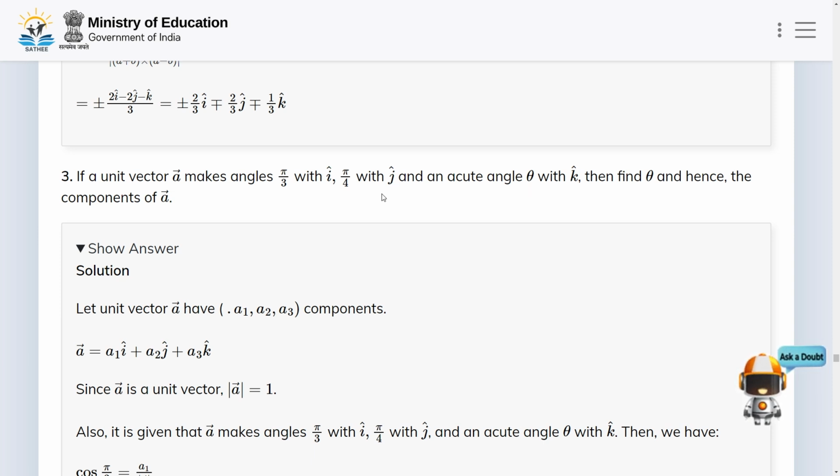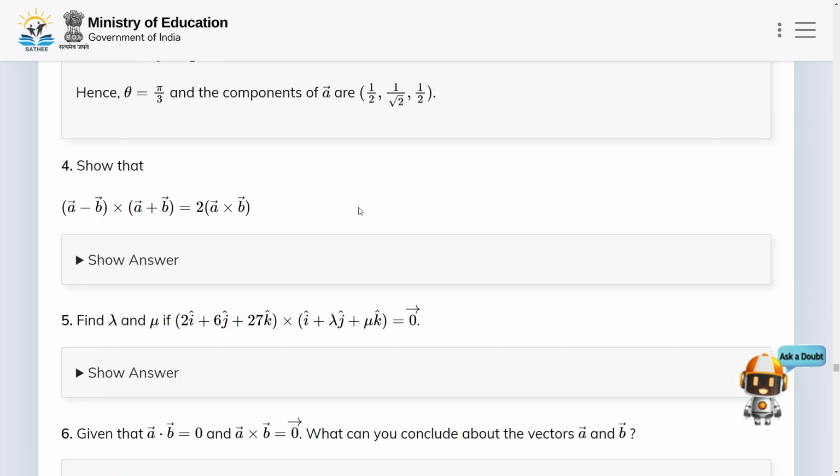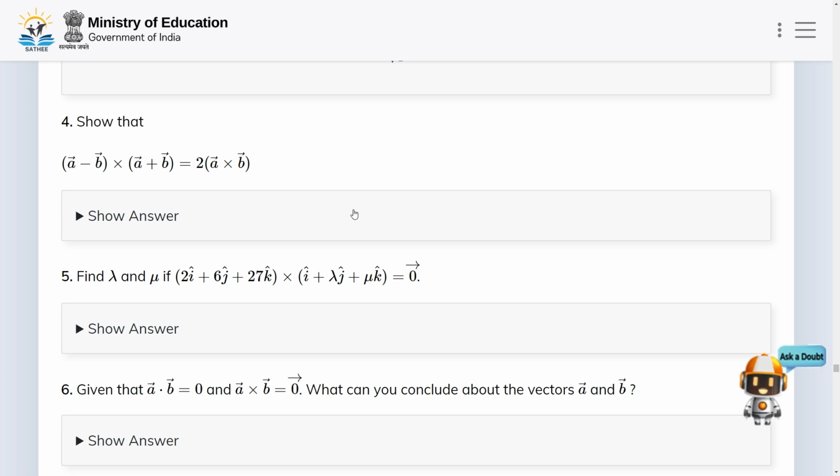Now let us move next. Question number 4. Show that the cross product between A minus B and A plus B vectors must be 2 times A cross B. Okay, let's see.